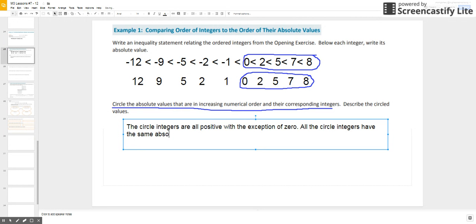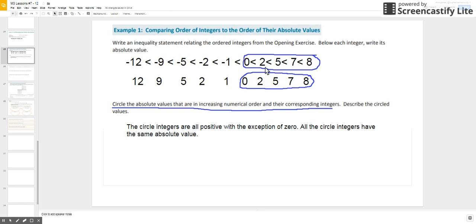All right, so there you go. That's what we should notice about the circled information. We're going to stop this video right there and move on to the second video, talking about the other side.